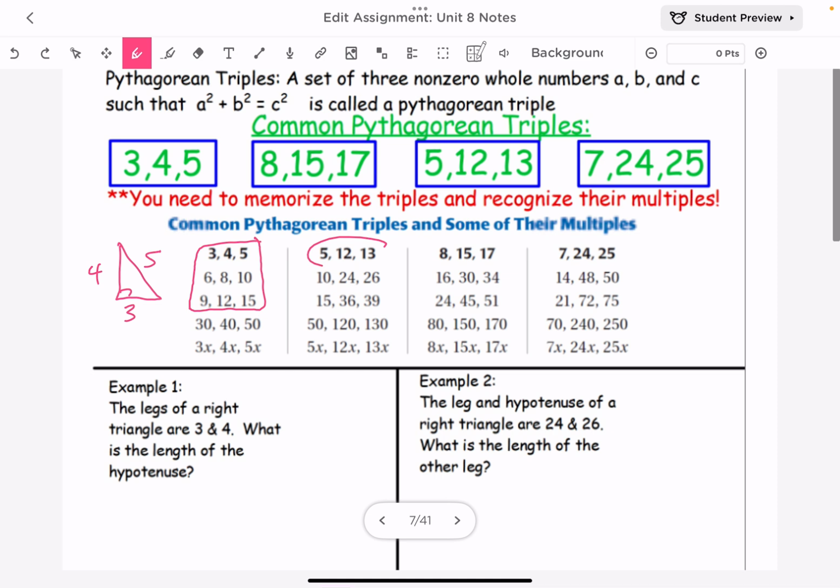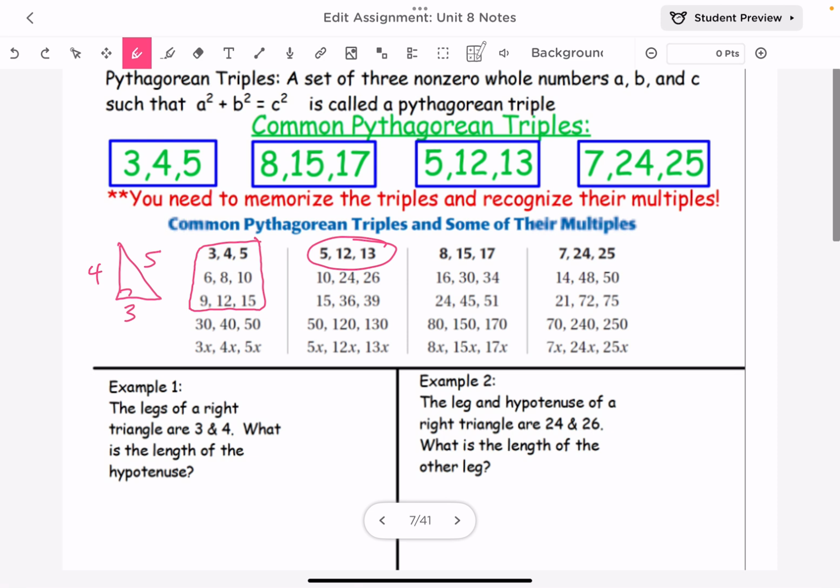I also know the 5, 12, 13. Okay, but if you don't know it, you don't know it. It's not that big of a deal. You just use the Pythagorean theorem. Okay, there will be some of these on your homework today, and just keep this list in front of you and you can answer those questions really quick.